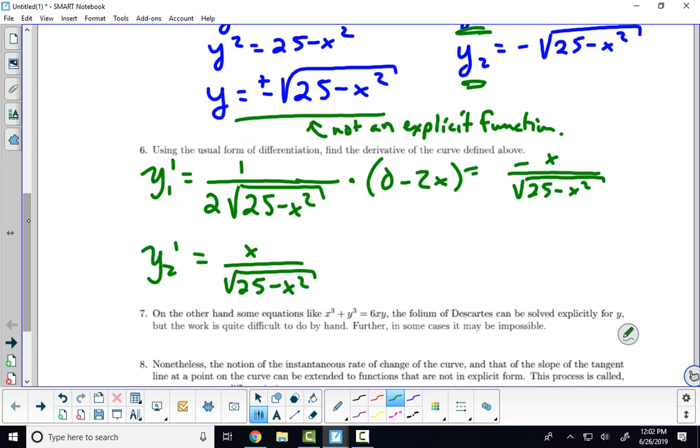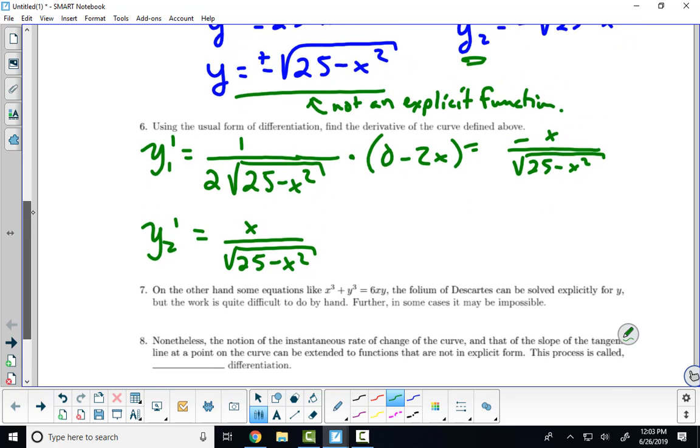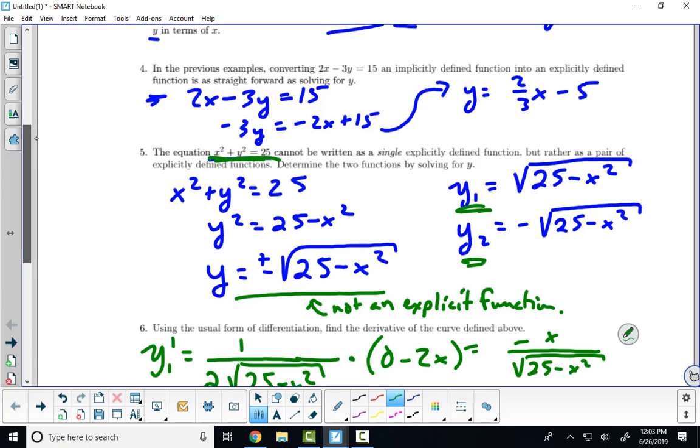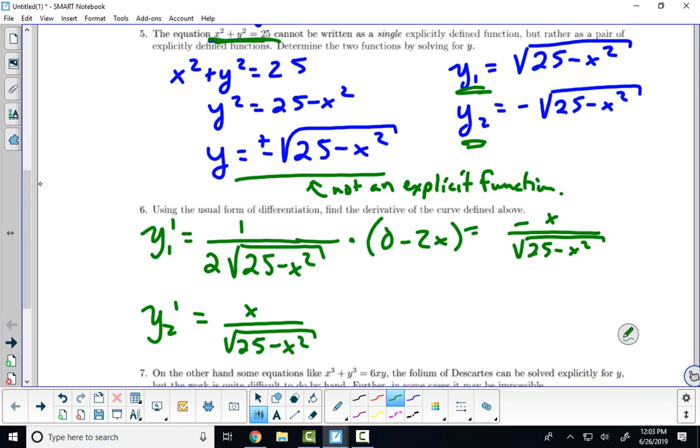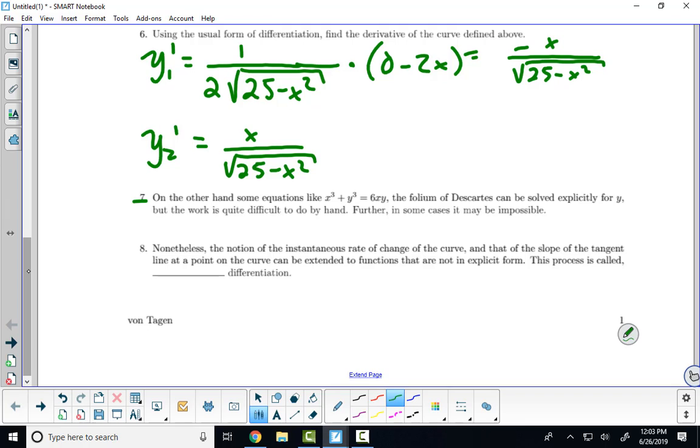Okay, so we've seen that if you're given an implicitly defined function, you could try to solve it explicitly for one or more explicitly defined functions, and then take the derivative of each. Of course, that means you have to take multiple derivatives, right? Number 4 was easy to put into explicit form. Number 5, not too bad, but when we put it into explicit form, we had two separate functions.